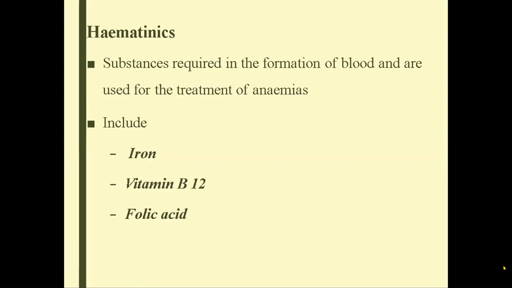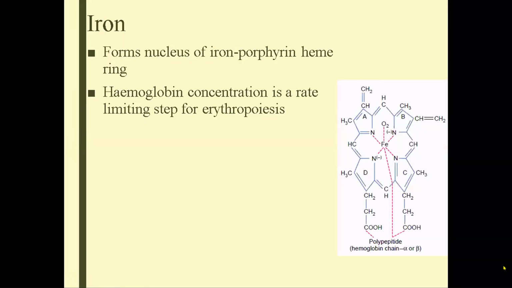So simply by definition, hematinics, sorry, these are substances required in the formation of blood. You can define it in your own way, right? Basically, these are required in the formation of blood, and hence are used for the treatment of different types of anemias, right? So that includes these three micronutrients, right? So let us start with the iron.